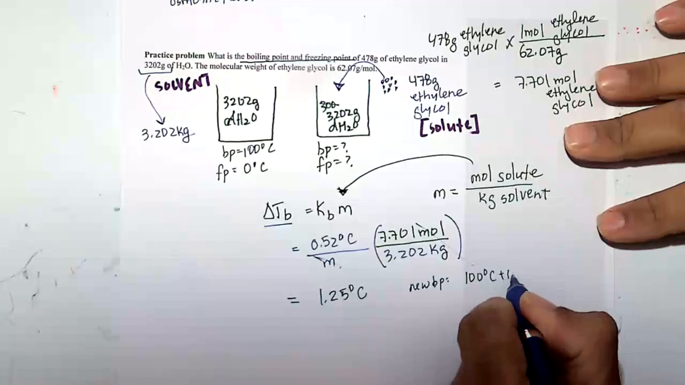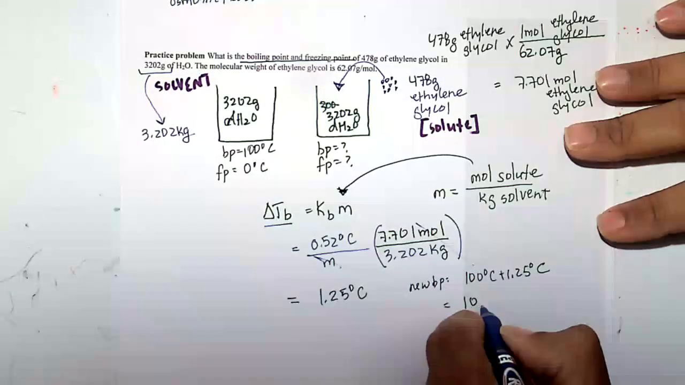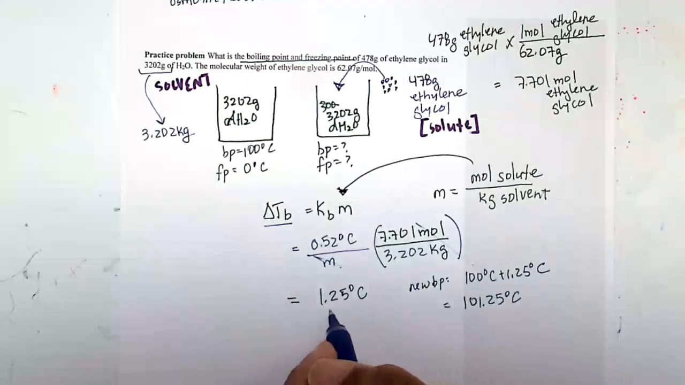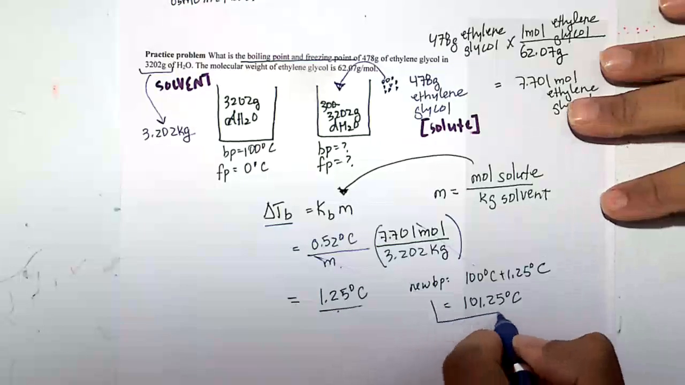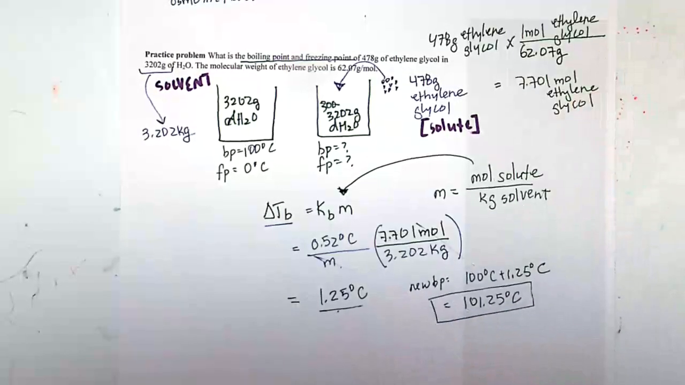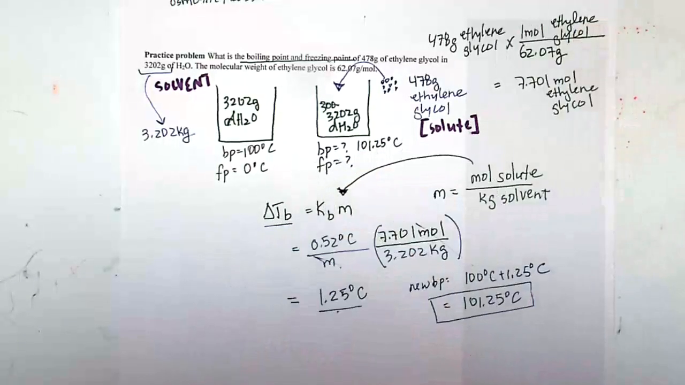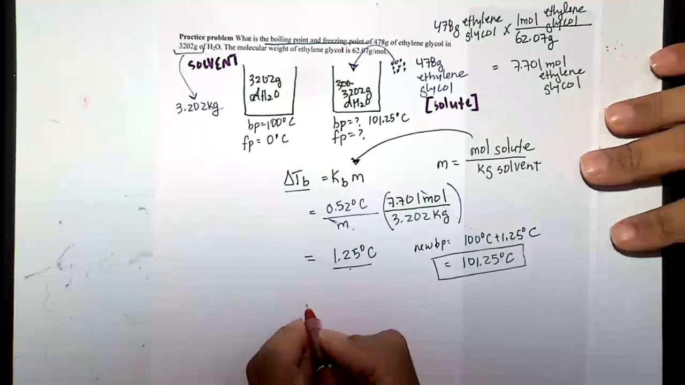So what will it be? Yes, sir. 100 degrees plus 1.25 degrees C, and we're looking at about 101.25 degrees C. I see this in all my years here at Methodist: students just use this as the answer, but the real answer is this, 101.25 degrees C. All right, let's do the freezing point now, which will be exactly the same, the only difference being the constant.